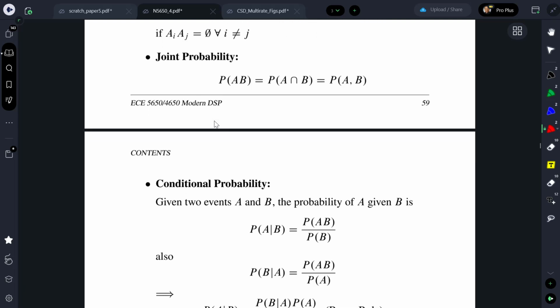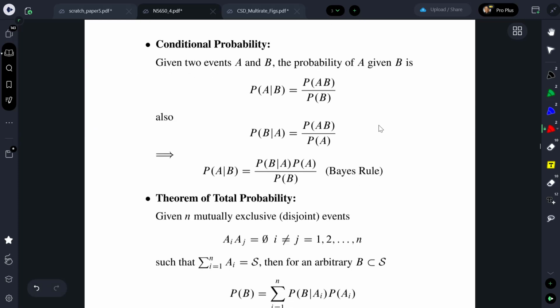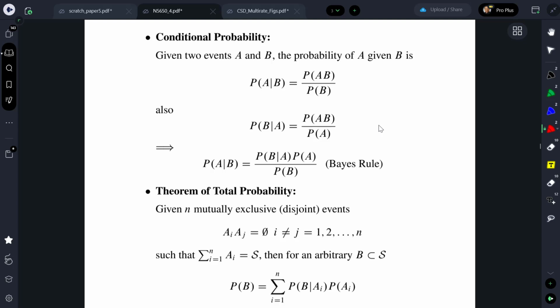Now, another type of event is the intersection, like we were just talking about, the probability of A and B, and that's also written in this third notation, which is used a lot, where you put a comma between the events. So with probability, we also have conditional probability. Given two events A and B, the probability of A given B is written as the probability of A and B over the probability of B.